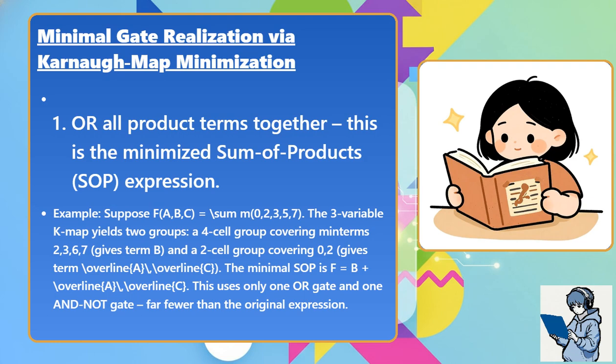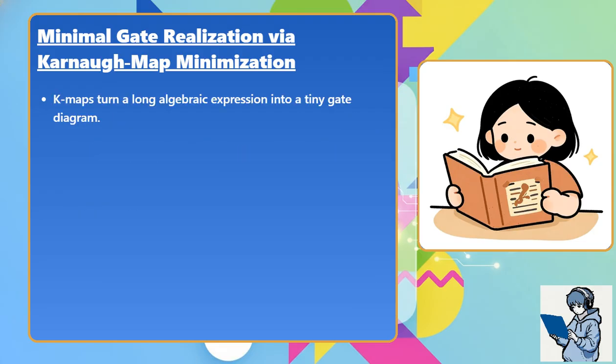The three-variable K-map yields two groups: a four-cell group covering minterms 2, 3, 6, 7 gives term B, and a two-cell group covering 0, 2 gives term not A not C. The minimal sum of products is F equals B plus not A not C. This uses only one OR gate and one NOT gate, far fewer than the original expression. K-maps turn a long algebraic expression into a tiny gate diagram.